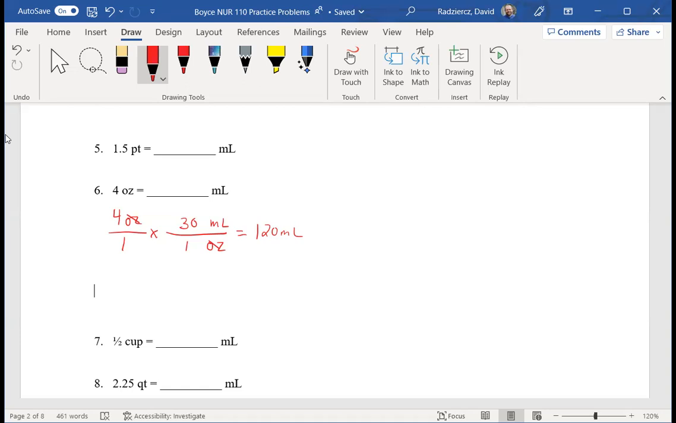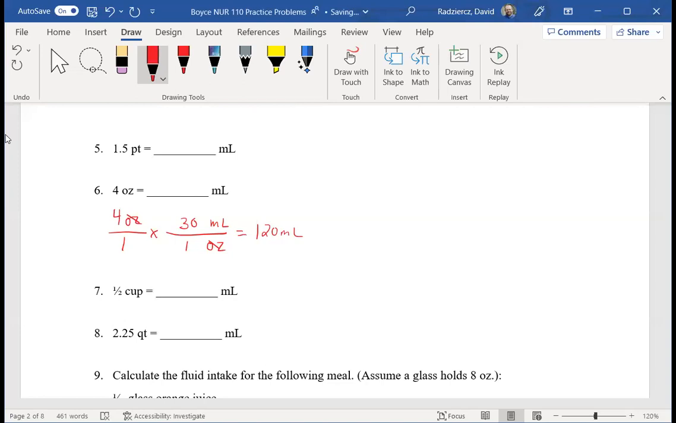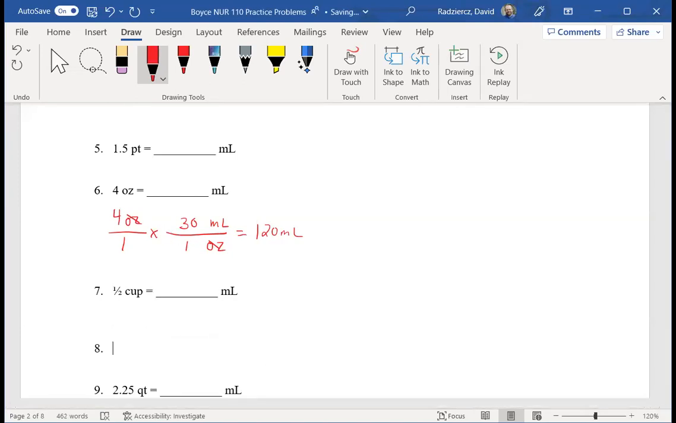All right. So that's ounces to milliliters. What about cups? We know that 1 cup is 8 ounces and 240 milliliters, right? So I'm just going to write that over here. 1 cup is 8 ounces, which is 240 milliliters. Now this says it's a half cup, okay?